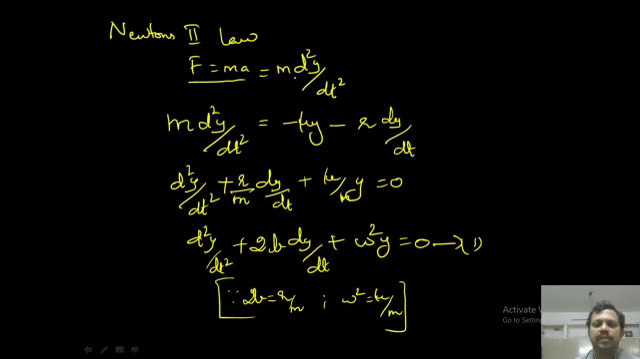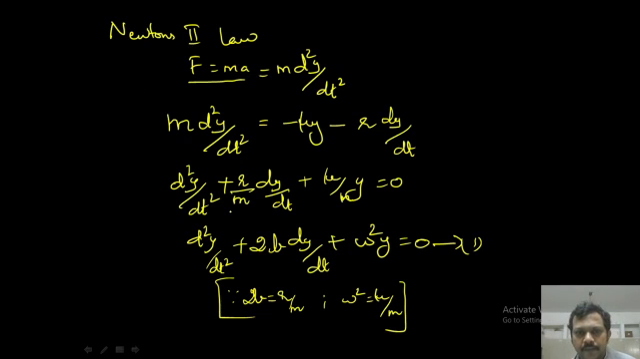Now you just equate these two. So m into d square y by dt square is equal to minus mu y minus r into dy by dt, the sum of frictional and restoring force. If you take this m to the right hand side, it becomes minus mu by m and minus r by m. Then again take it to the left hand side, so you will get this equation: d square y by dt square plus r by m into dy by dt plus mu by m into y.